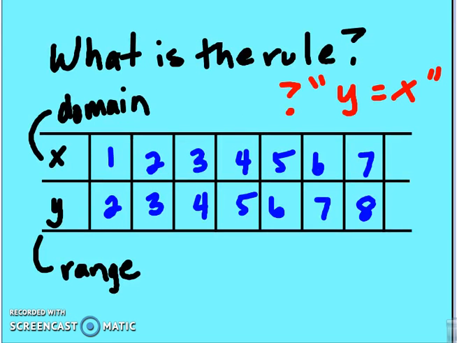All right, so let's start by having you take a look at this table and see if you can write a rule in the form y is equal to x, something times x plus some constant. So I'm going to give you a moment here to think about that, and then we'll come back.